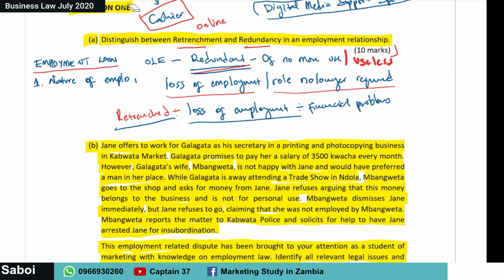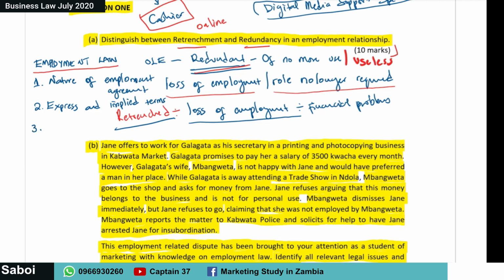Alright, let me just correct that. Nature of employment agreement. That's one of the topics that you need to know, you need to cover. Number 2, express and implied terms.